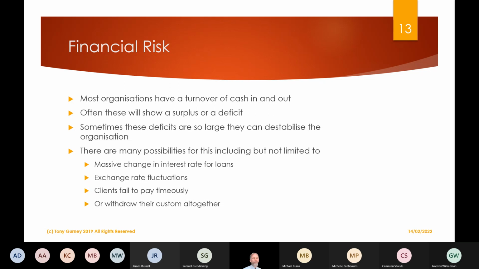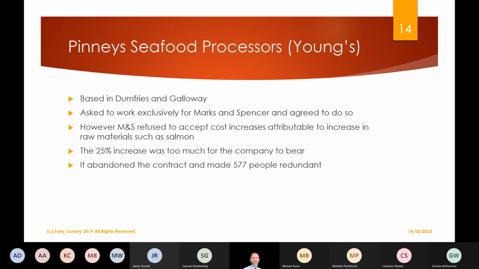An example of that is a place called Penny's Seafood Processors. If you're ever in a shop and you're in the freezer section and you see one with the brand name Young's, that's Penny's Seafood Processors. And they had a massive factory in Dumfries and Galloway. I think it was in Stranraer from memory, but it could have been Dumfries. Dumfries and Galloway, anyway.